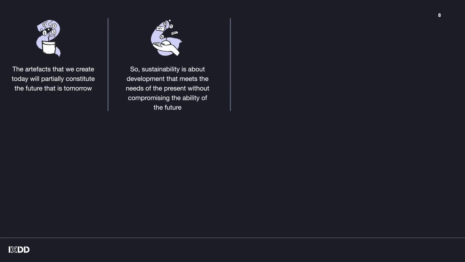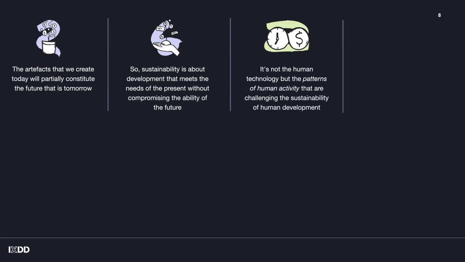If we take the plastic example again, if we had thought about better disposal mechanisms for plastics, or a better way to use them, we would certainly have a very different story from what we have today. Which brings me to this very important point: it's not about the human technology, but the patterns of human activity that challenge sustainability. Had we been more cognizant of using plastics, things would have been much better.